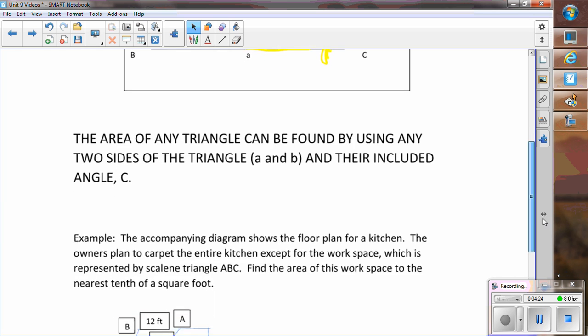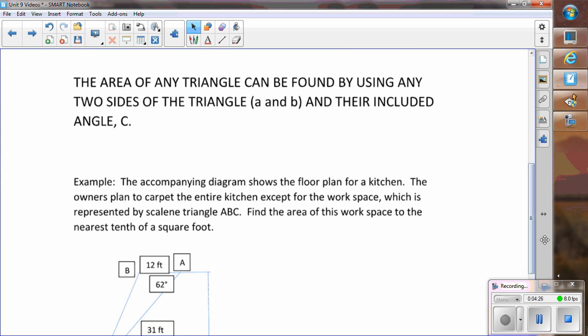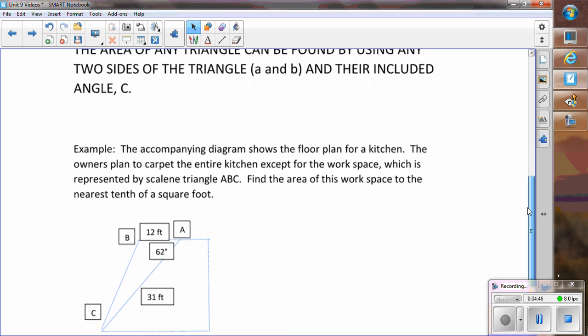So here's what I was saying: the area of any triangle can be found by using any two sides of the triangle, a and b, and their included angle C. A, b, and C are just arbitrary letters. They have nothing to do with any problem anytime. However, I'm going to show you a problem where the letters get mixed up so that you can see that it really has no bearing on it. And we're also going to come up with a set of steps that we use to solve all these problems.